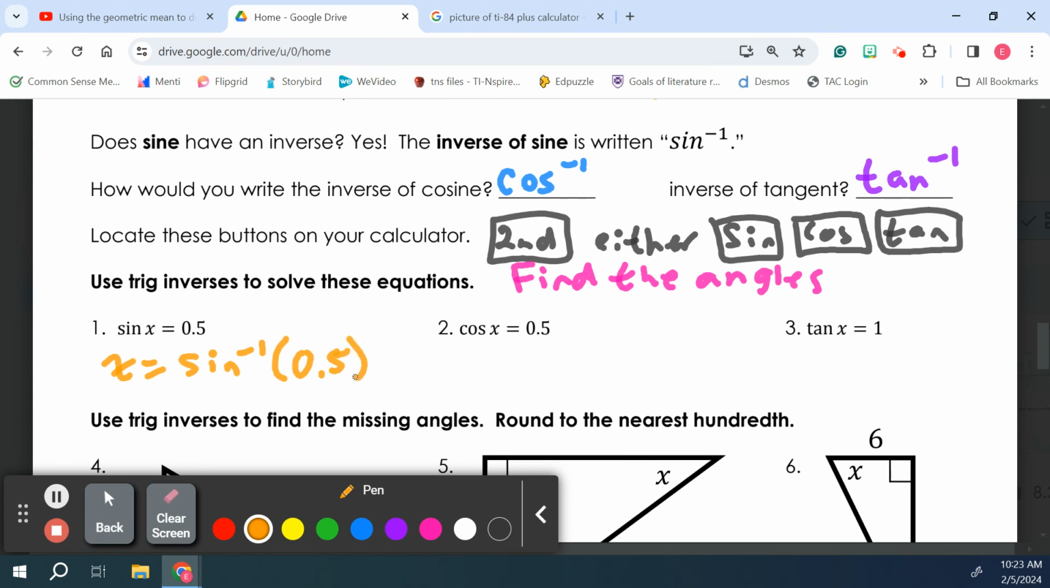What does that give us? How many degrees is that? Punch that in your calculator. Hit the second button, hit sine, and then type in 0.5. What do we get? Who said it? Yeah, it's 30 degrees. Very good.